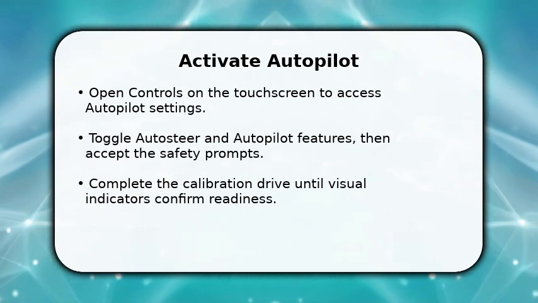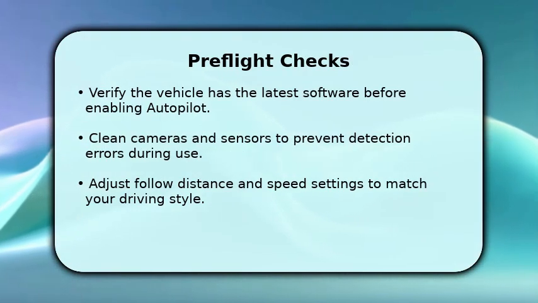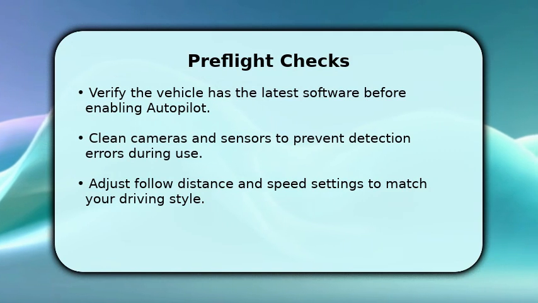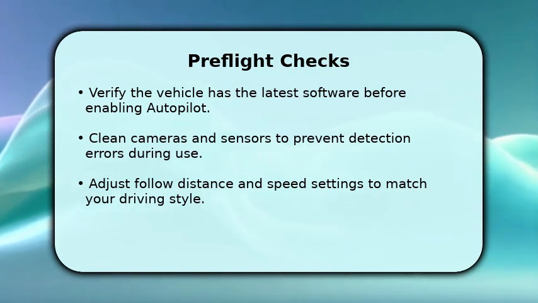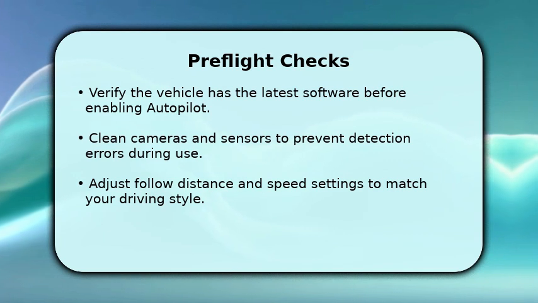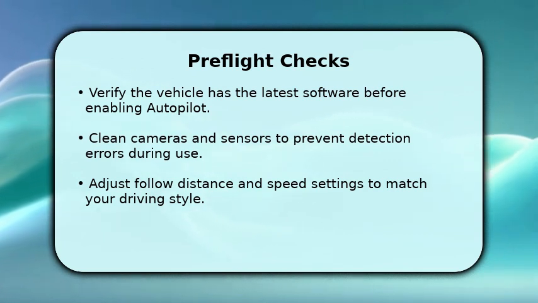Start by checking software updates and enabling summon and auto steer in settings. Review driver assistance warnings on screen, enable require hands on wheel if desired, and choose follow distance and speed settings.